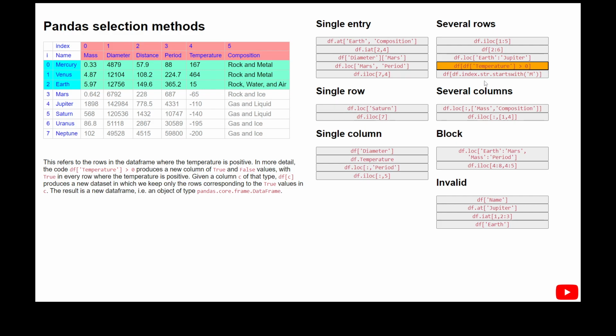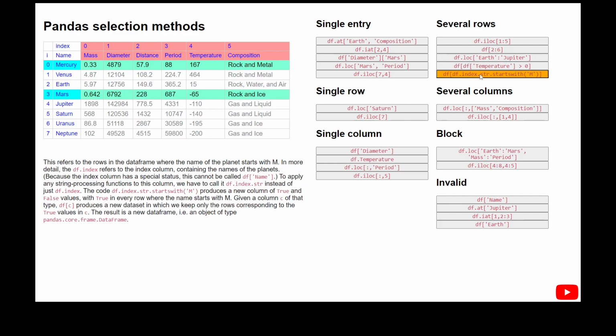Another thing we could look at is planets where the name starts with an M, so that just gives us Mercury and Mars. But remember here that we can't call this df square bracket name. The name is the index column, and the index column is treated differently in a bunch of ways. So in particular, you can't refer to this as df square bracket name. You have to call it df.index because it's the index column. And then you say index starts with M.